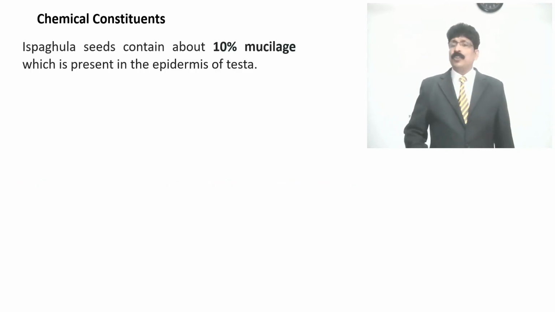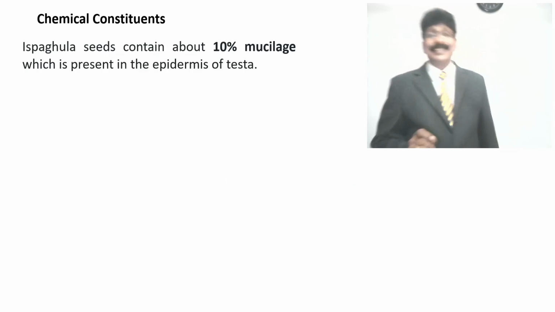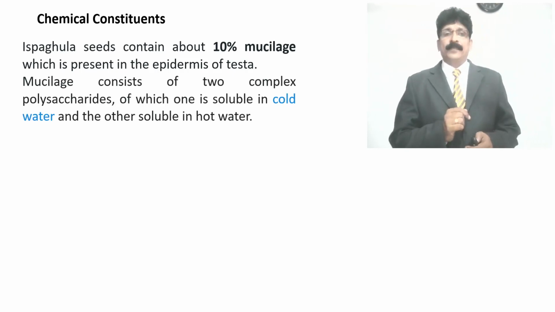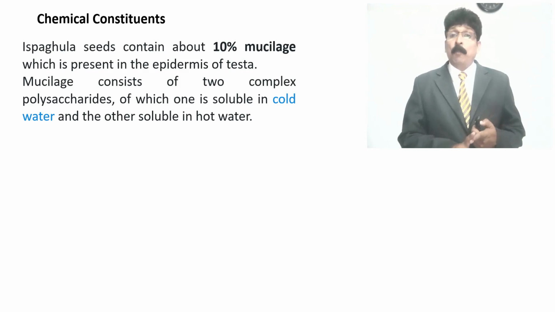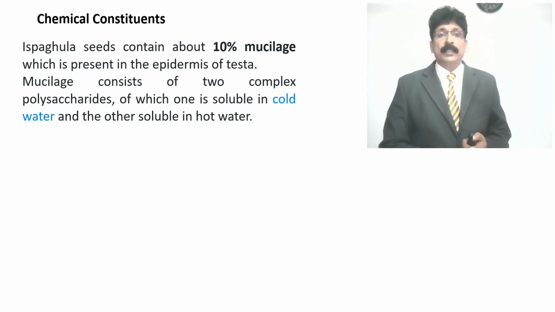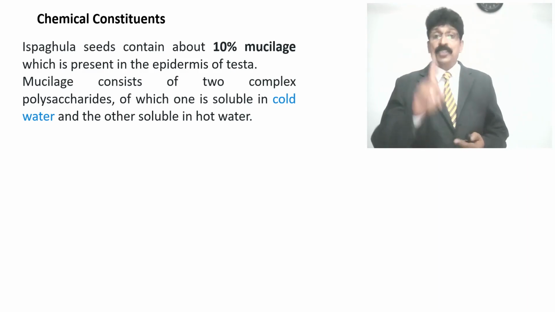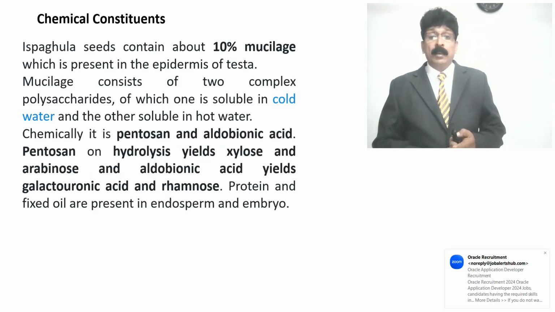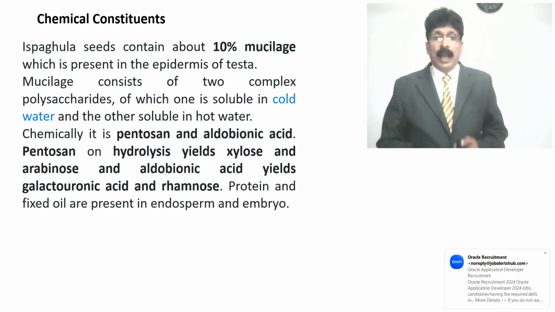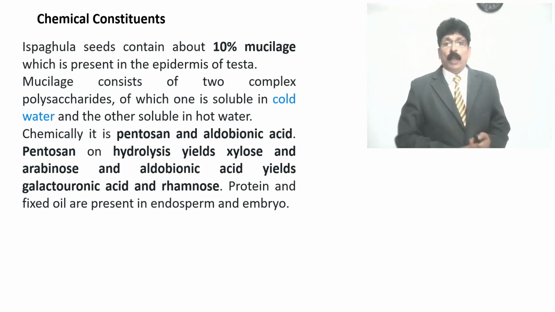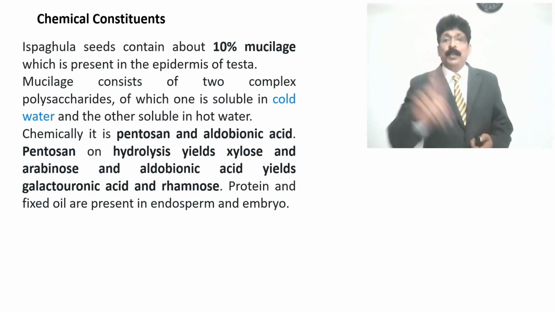Chemical constituents of Ispaghula: the seeds contain about 10% mucilage, which is present in the epidermis of the testa. Mucilage contains two complex polysaccharides, of which one is soluble in cold water and the other in hot water. Chemically, they are pentosan and aldobionic acid. Pentosan is soluble in cold water; aldobionic acid is soluble in hot water.